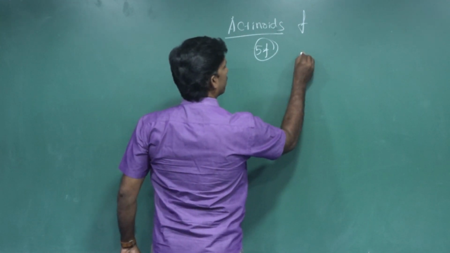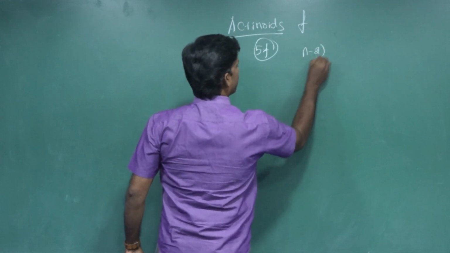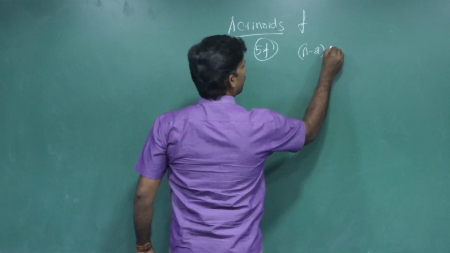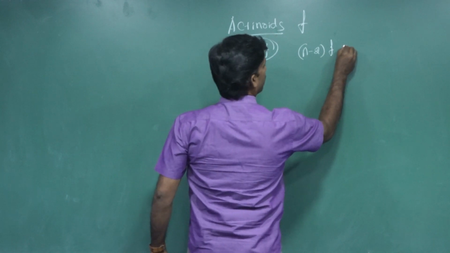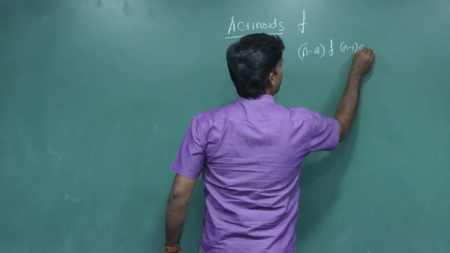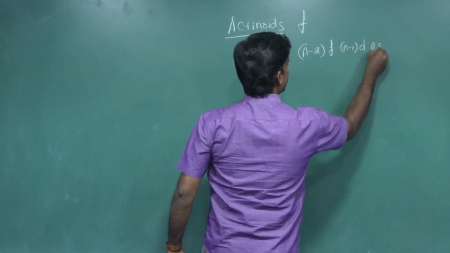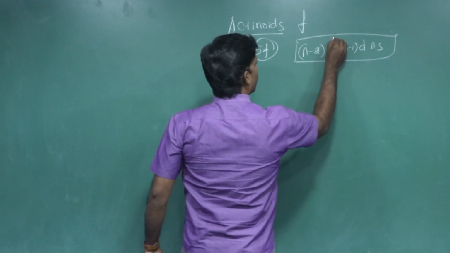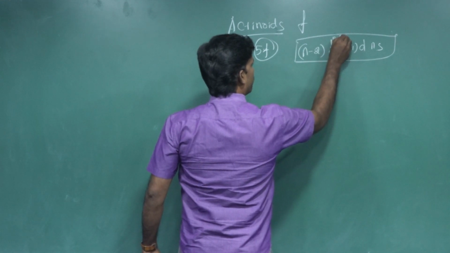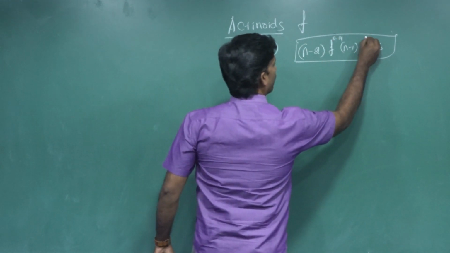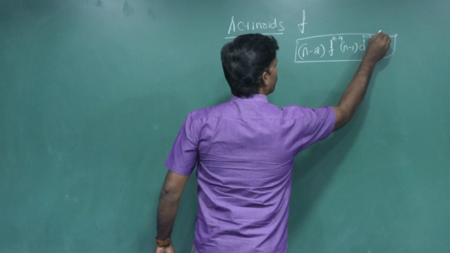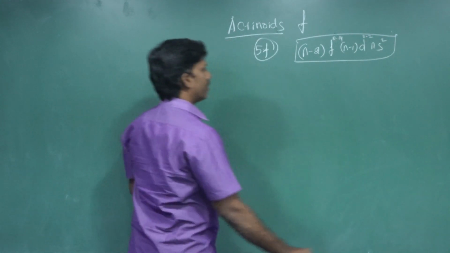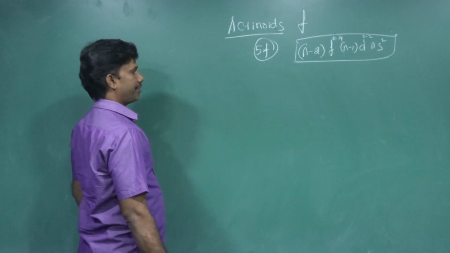The general electronic configuration may be written like this: (n-2)f, (n-1)d, and ns. How are they filling here? f 0 to 14, d 0 to 2. This is the general electronic configuration of actinides.